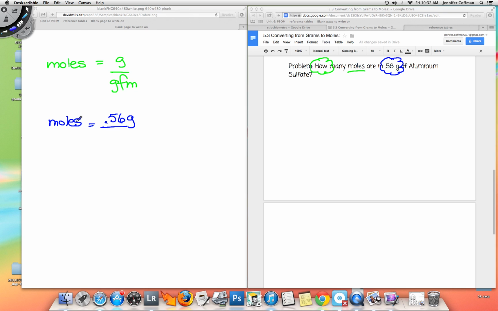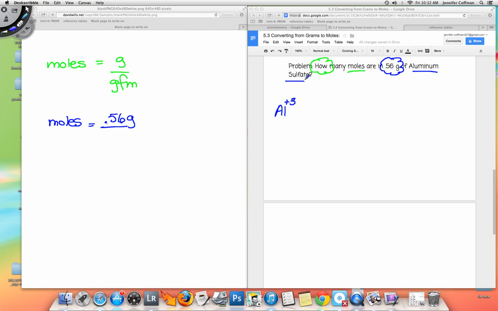They didn't give it to us. We have to actually calculate it. That's why it's so important that you know how to do gram formula mass. And they didn't give us the formula, they gave us the name. So we have to take aluminum sulfate and make it into a formula. Aluminum is a +3 oxidation number.